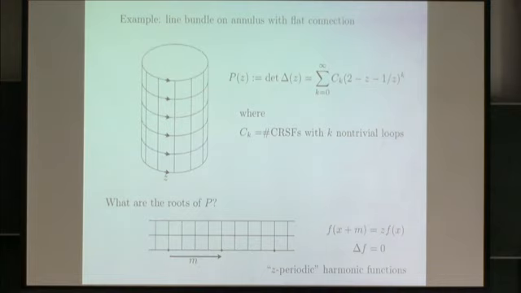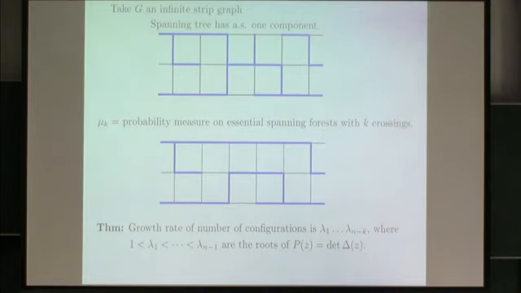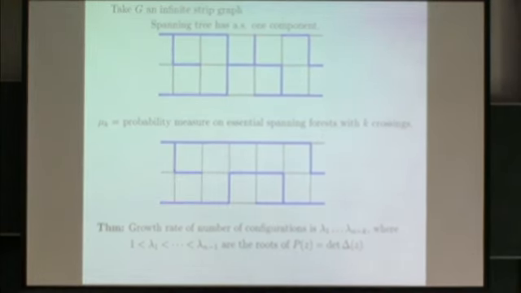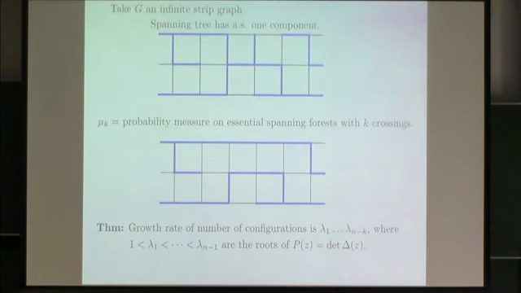All right. Well, we've kind of gotten off track here. What is the combinatorial interpretation of these things? Let's go back to our spanning trees. Here's a combinatorial interpretation of those roots. Let's take an infinite strip graph, like the one from the previous slide. If I take a spanning tree on that infinite graph, it has almost surely just one component, like in the upper picture.